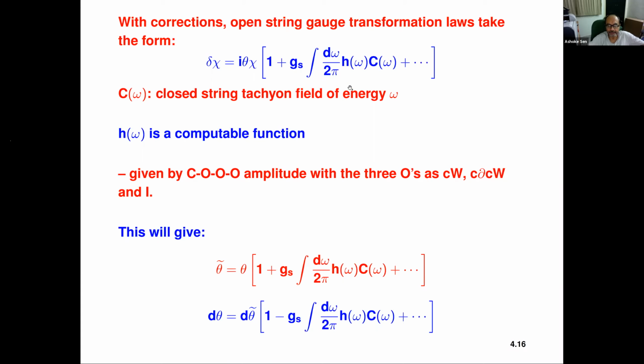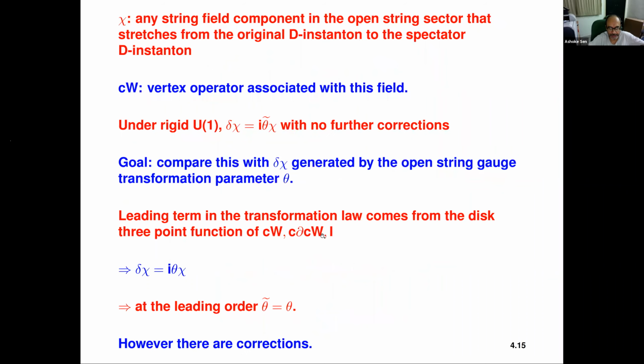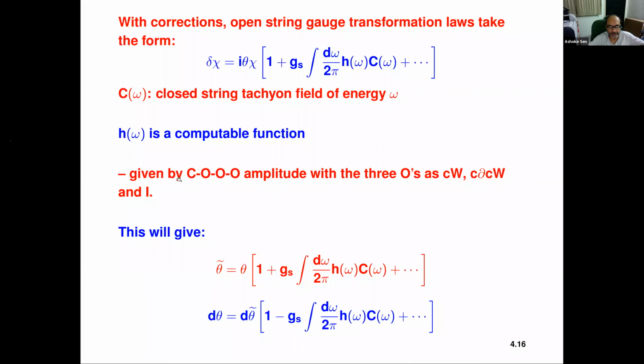So the gauge transformation laws in open string field theory tell us how to compute h, and it's essentially given by again an amplitude. The amplitude contains now not just 3 O's, which we had earlier. So at leading order we had just 3 O's of these. Now we also have to insert a C. So we need an amplitude with 1 closed string vertex operator and 3 open string vertex operators. The closed string vertex operator will be the closed string tachyon, and the 3 open string vertex operators are the same. Because we are trying to look for delta chi equal to i theta chi times something.